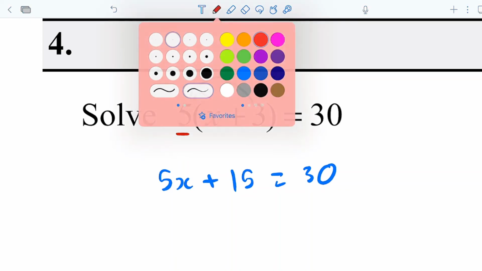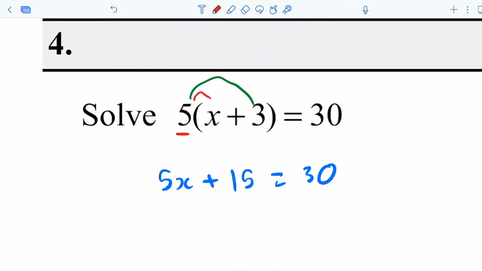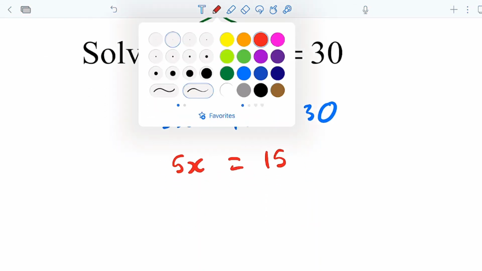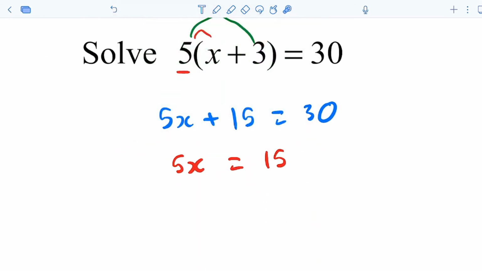From here, it's very similar to the previous questions. We just need to get the x term on its own. So we take 15 away from both sides to get 5x is now equal to 15. And the final step is to divide both sides of the equation by 5 to get the x on its own. So we are left with x is equal to 3.